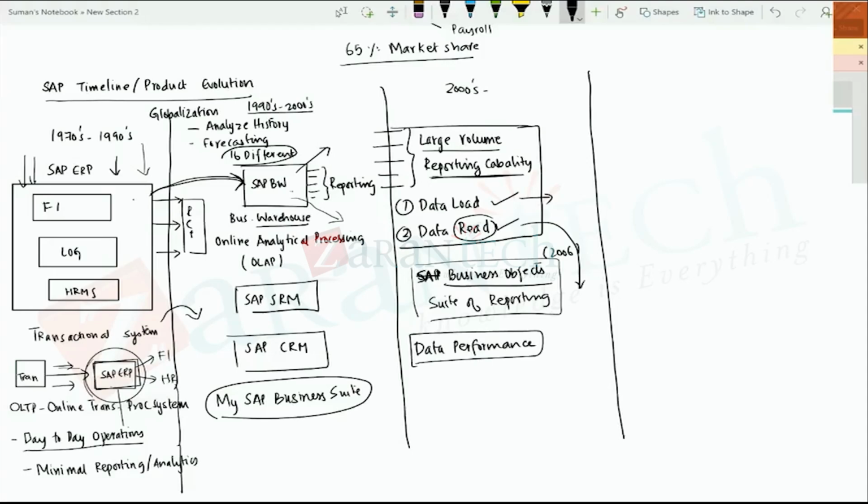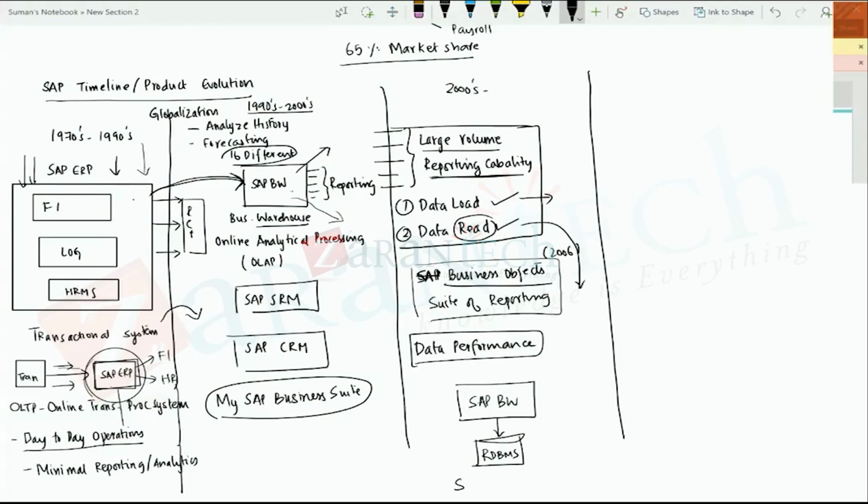So what SAP did was, they understood that our current technology, that is our SAP BW system, is running on a traditional RDBMS system. What is RDBMS? Relational Database Management System. SAP application always has to be supported by an underlying database. So let's say, for example, it could have been SQL Server, it could have been Oracle, and so forth, any RDBMS system.